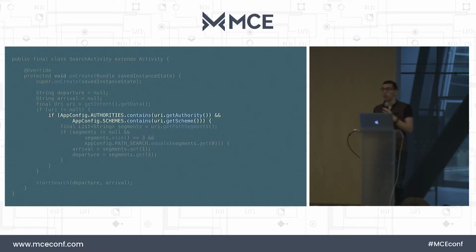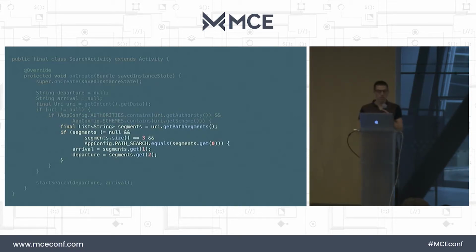list, and if they are, then we will parse the path, basically. So we will get the path. We will check that the segments in the path are exactly of size 3, and if they are, we will make sure that the first one is search, because we only want to deal with search / departure city / arrival city. And if it starts with search, then we can get the arrival and departure, okay? And once we've done that, we can start the search. That's pretty much it. So what we've done here is just parsing a link, okay? So the code is a lot of boilerplate, but parsing is boring. That's what was done here.